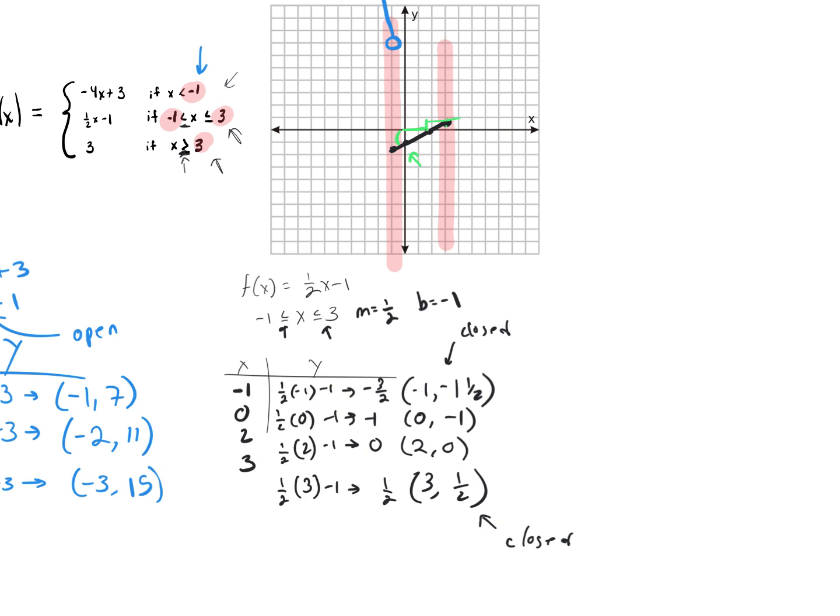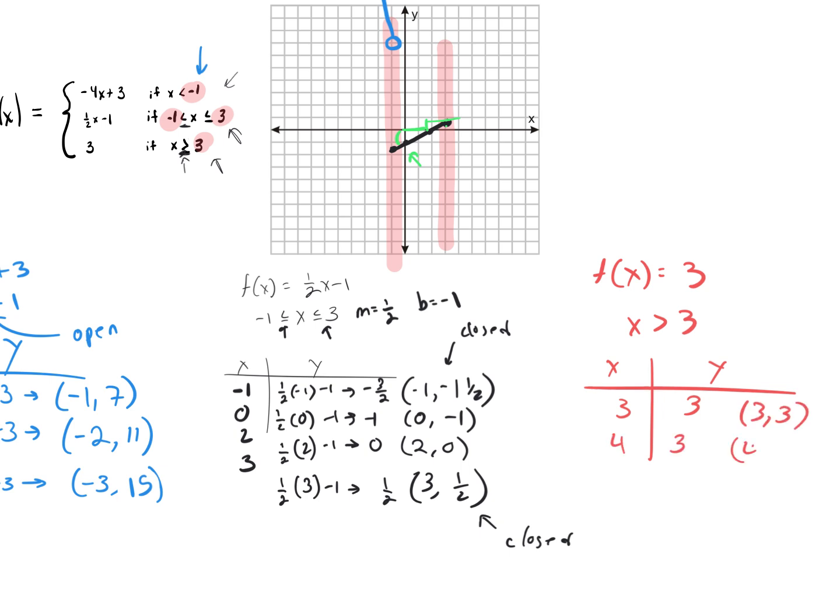Now, if I were to do the third one, which is f of x is equal to 3, this is if x is greater than 3. If I were to plug in 3, this would be 3, so it would be 3, 3. If I were to plug in 4, this is still going to be 3, so 4, 3. If I were to plug in 5, this is still going to be 3, so 5, 3. Because there's nothing I can do to make the x change this equation.